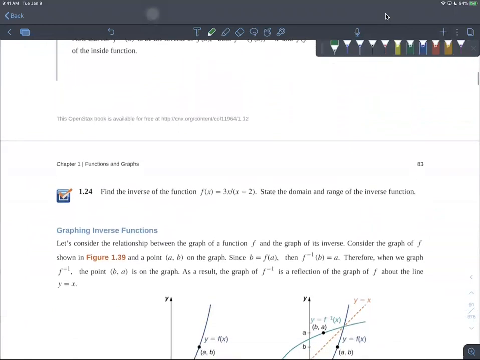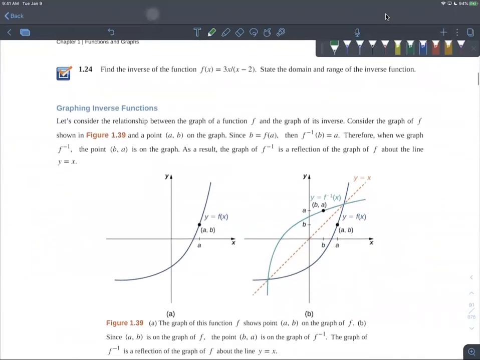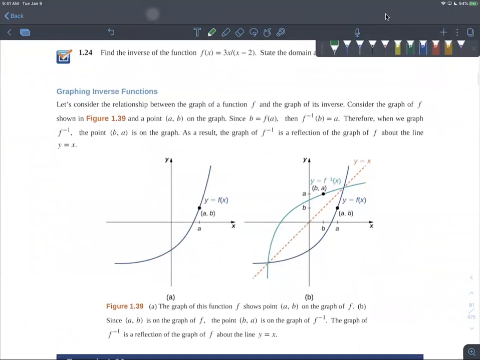All right, so graphing inverse functions. Let's consider the relationship between the graph of a function f and the graph of its inverse. Consider the graph of f shown in figure 1.39. Notice there's a point here, just some arbitrary point (a, b) on the graph.